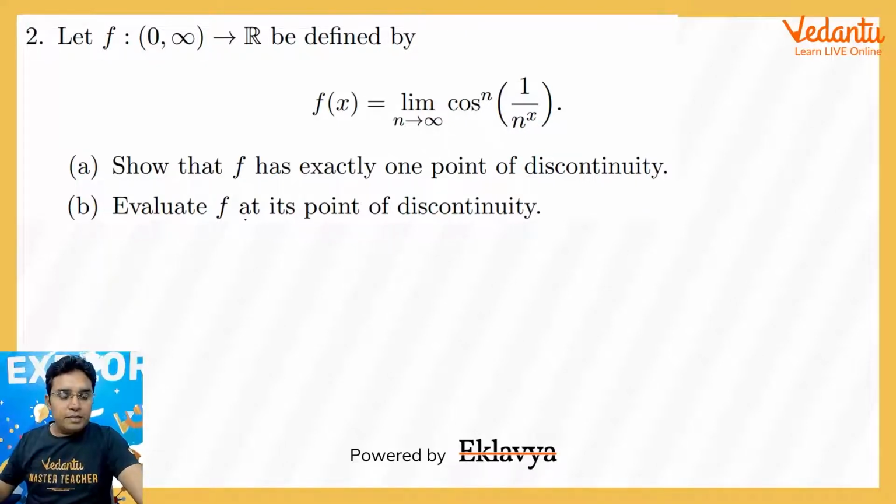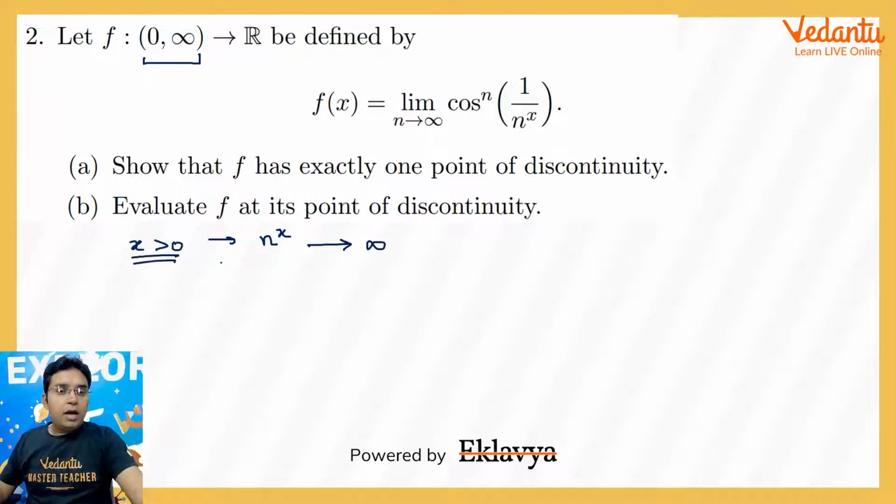First of all, please understand, because my x belongs to (0, infinity), that means x is greater than 0. So we can say that n^x, where n is approaching infinity, will definitely approach infinity, isn't it? Because if x is positive, and we are raising n to some number that is tending to infinity, this value will be approaching towards infinity.